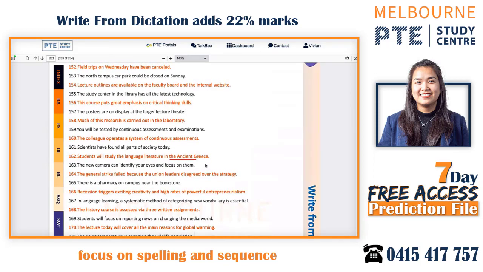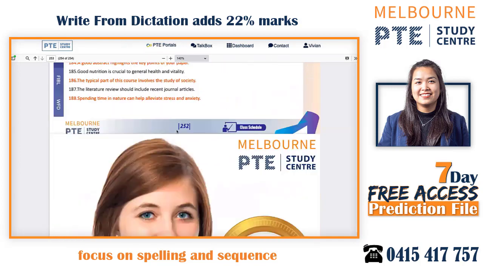Okay, so capital letter: proper nouns, days, months. Okay, I need you to remember this one. And before your exam, you need to go through all of them. See entrepreneurialism, entrepreneurialism. Okay, so this is a difficult word to spell, so you need to remember. Right, so what you have to do is go through all of them before your exam.